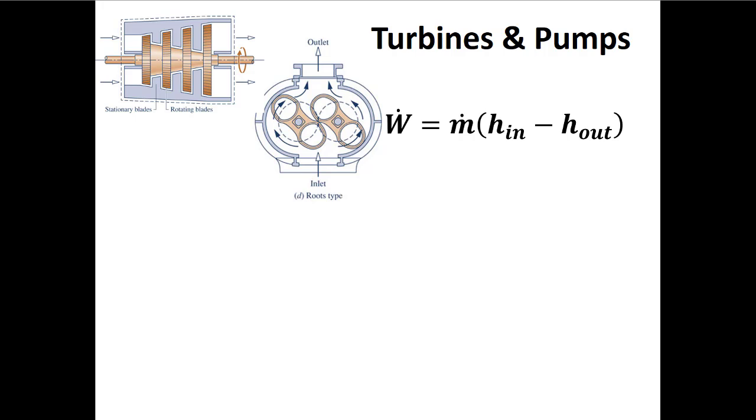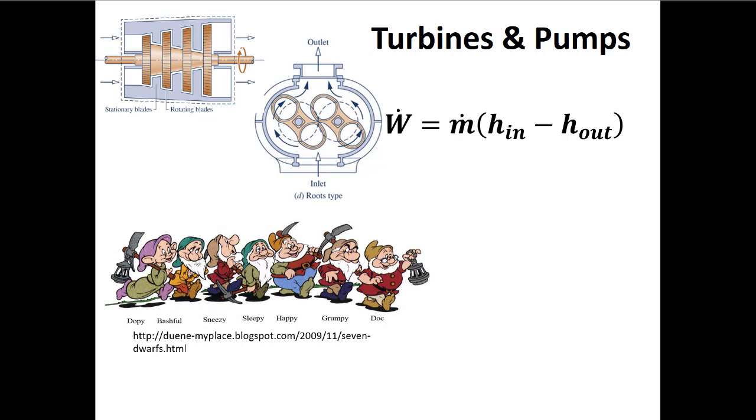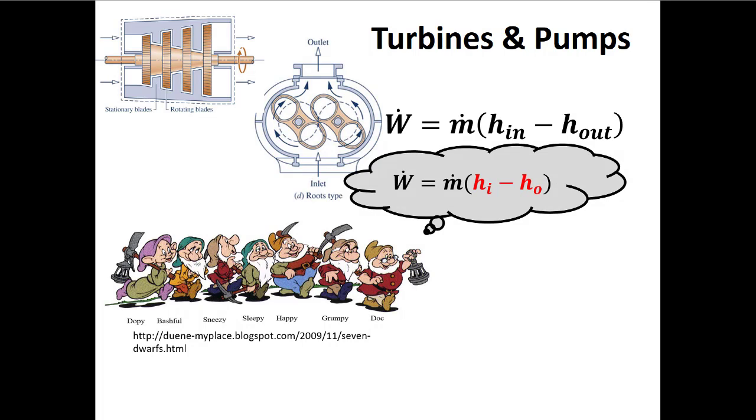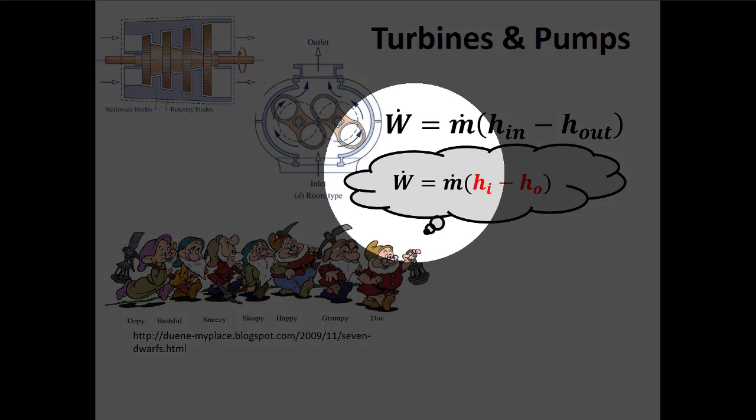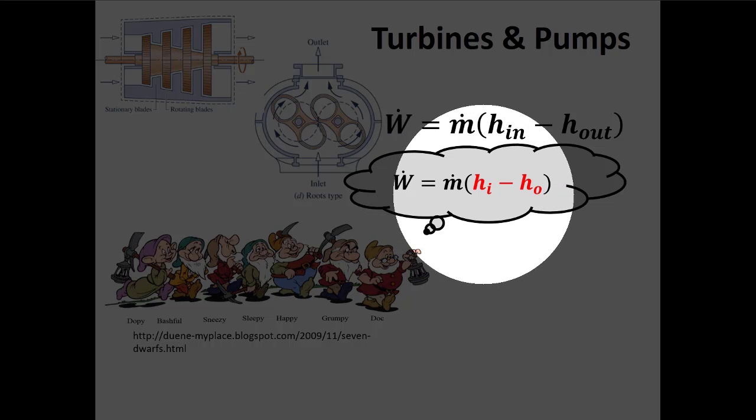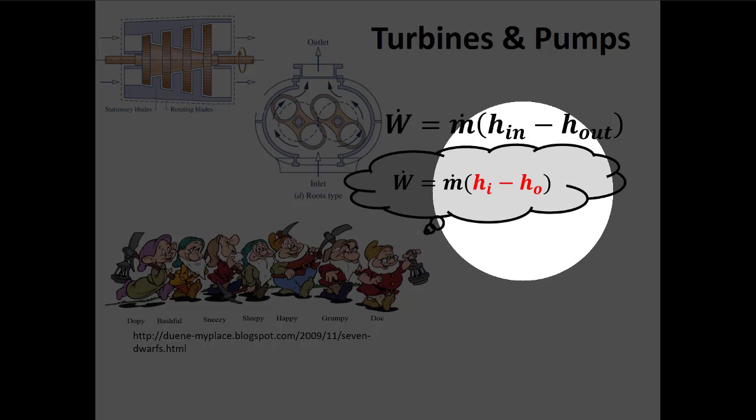Again, I want to encourage you to get this from the first law. But there's a little mnemonic device, a little bit of a trick that I use. And maybe it's because we watch too many Disney films at home, but this power, it's about work. And I know from years of watching Disney films with my children that the hardest working people in all of Disney are the dwarves. So if I'm trying to find work, I think about the dwarves. And the song that the dwarves sing is Hi Ho. So if I'm trying to calculate power, it's m dot times hi ho, or H in minus H out.